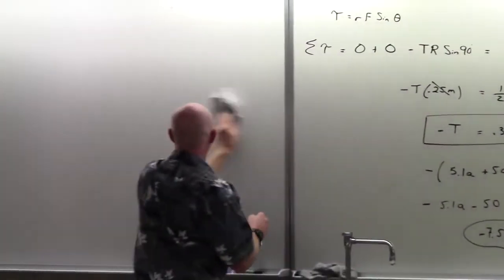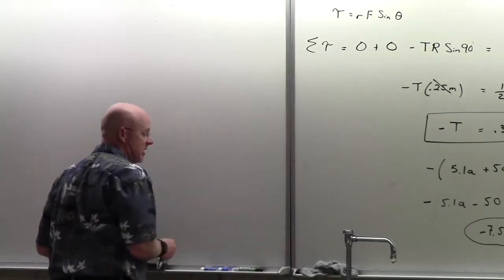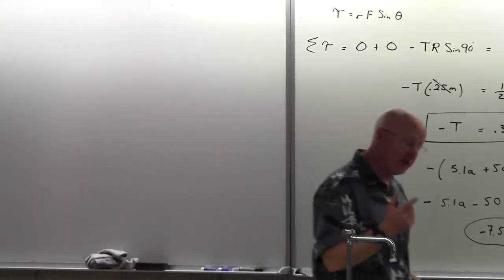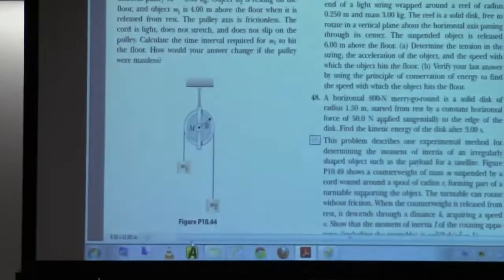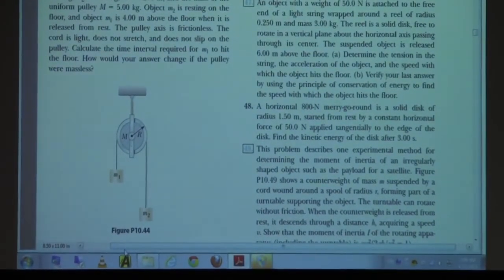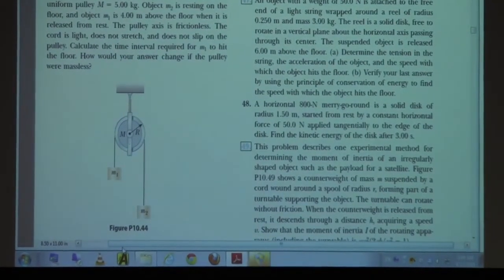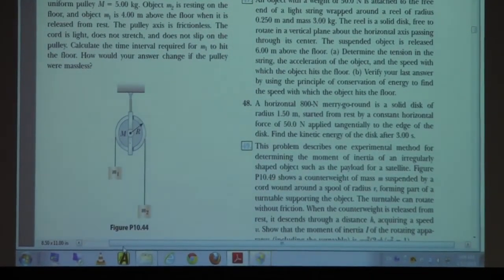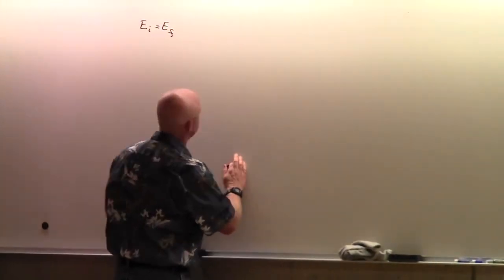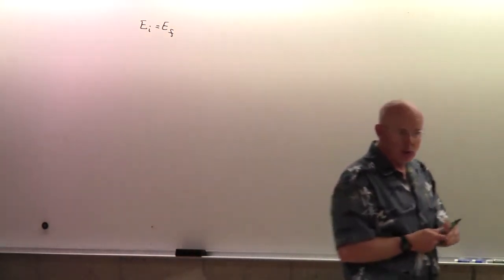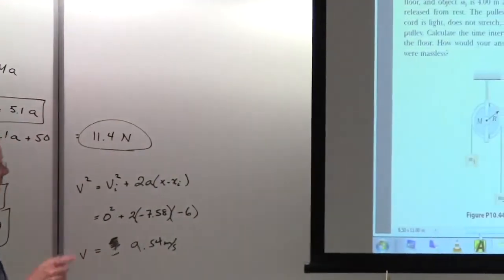I approached this problem all with Newton's second law. But since they did ask for speed, I could have done this with energy, and that's what the second part of this problem is. It says, B, verify your last answer, so this answer here for the speed, by using the principles of conservation of energy. And so let's see if we would get the same speed had we used conservation of energy. And we will. We should, unless I made a mistake here or on this next step here. But we should get the same thing.